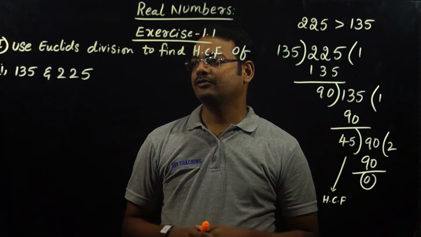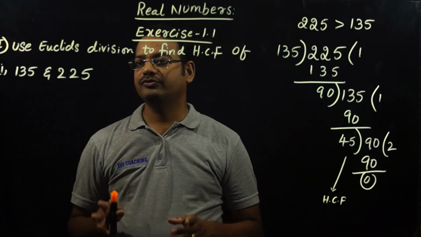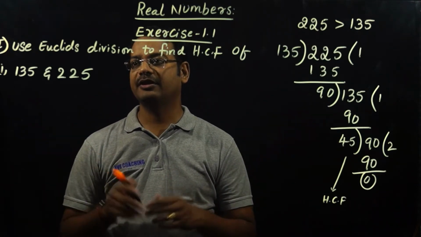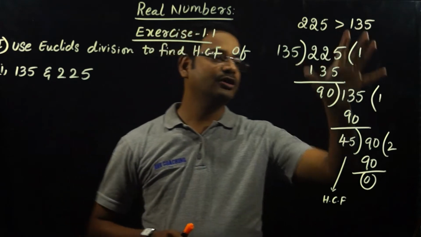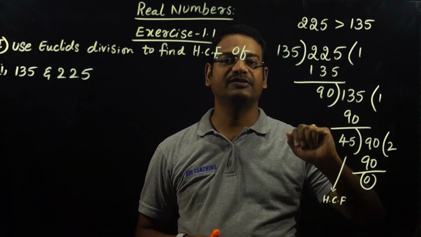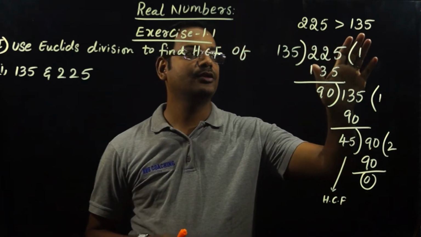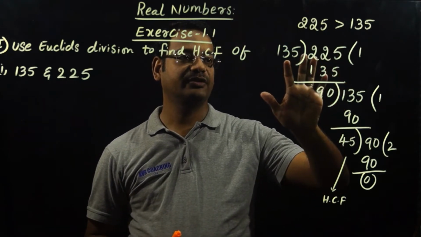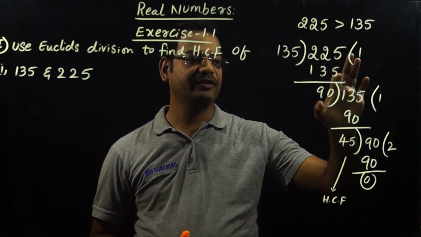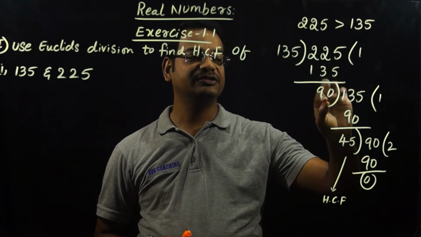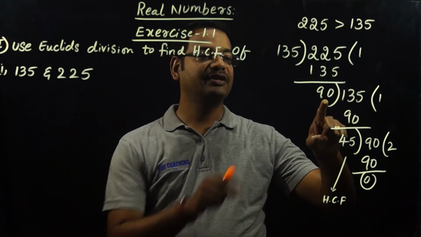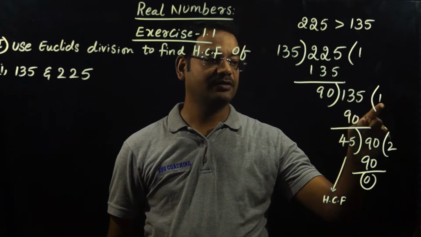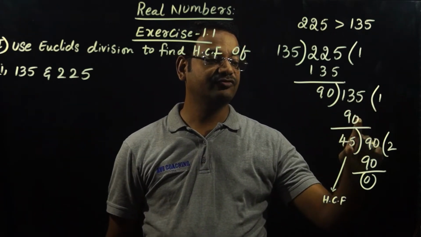Now exercise 1, first problem. Use Euclid division to find HCF of 135 and 225. Before applying Euclid's division, we will apply the long division method to find the HCF of the two numbers. Here 225 is greater than 135, so we will divide 225 with 135. 135 ones are 135, we get the remainder 90, which is not equal to 0, so we will divide 135 with 90. So 90 ones are 90, so the remainder is 45.